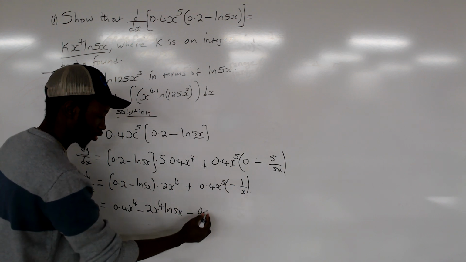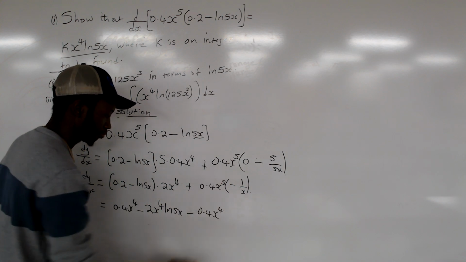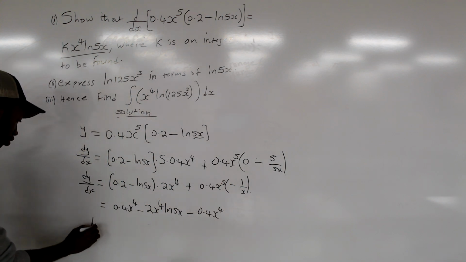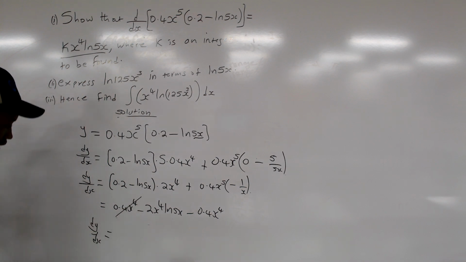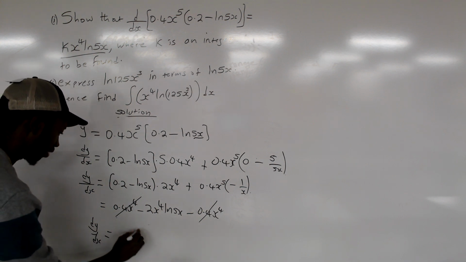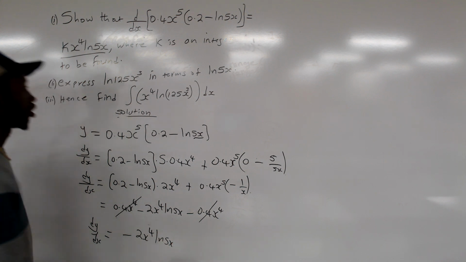It's going to be 0.4x instead of 5, because 5 minus 1x is going to be 4. There it is. But if you look at it, we write dy over dx. This term is the same as this term, so you will cancel. So definitely the value will be minus 2x raised to the power 4 ln 5x. So this is the first part.